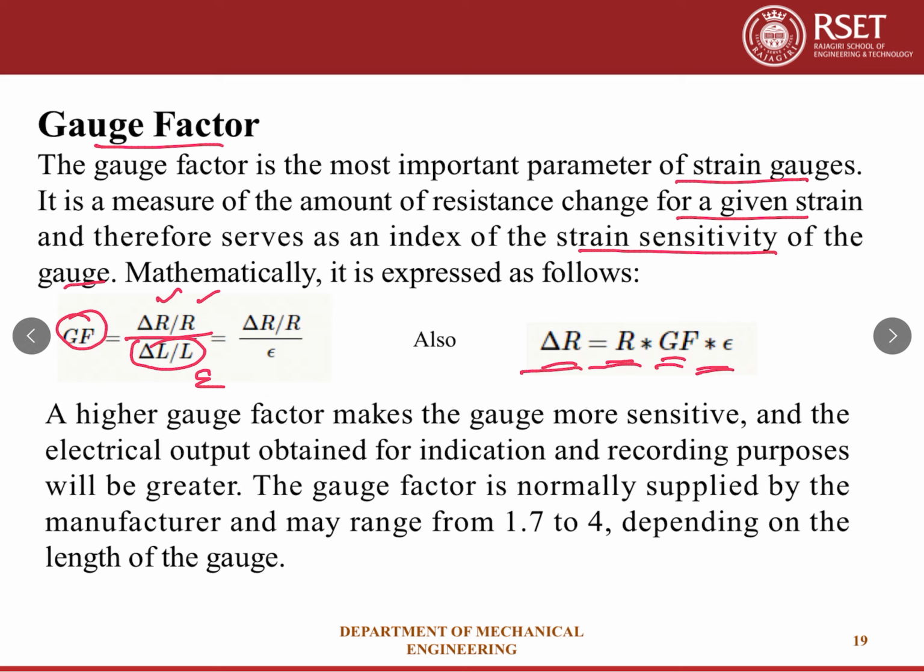A higher gauge factor makes the gauge more sensitive, and the electrical output obtained for indication and recording purposes will be greater. So that is the importance of a higher gauge factor. Gauge factor is normally supplied by the manufacturer and varies from 1.7 to 4 depending upon the length of the gauge. So it is an index of the strain sensitivity of the gauge.